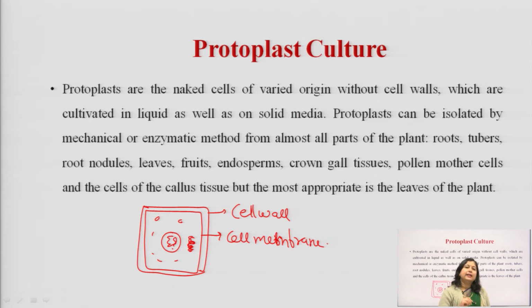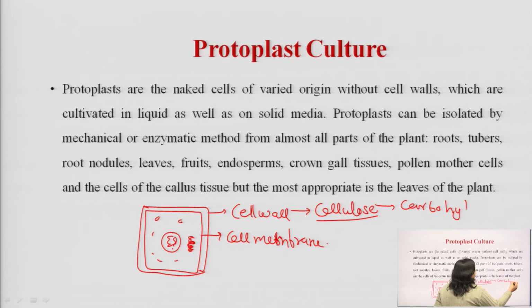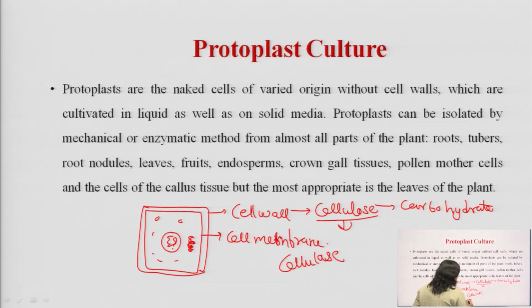So, when the cell wall is removed, the cell membrane still has the capacity to multiply and produce newer cells. The activity of the cell does not get affected if the cell wall is removed, and this cell wall is composed of cellulose. Cellulose is a type of carbohydrate and it can be easily degraded by the enzymes cellulase or macerozyme.